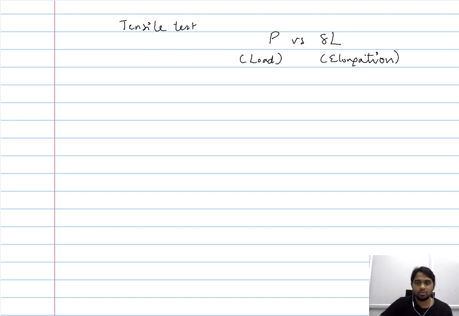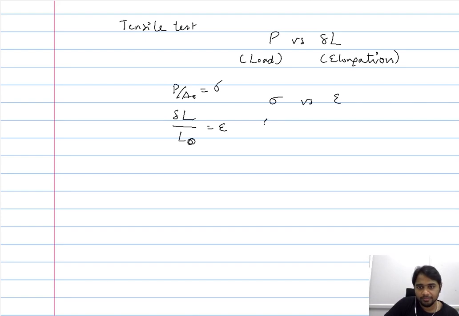We normalize the load with respect to the initial cross-section area, that is A0, which rendered as the stress, and we normalize the deformation or the elongation with respect to the initial dimension that rendered as the strain. So ultimately, the next stage of representing or presenting the tensile test was in the form of stress versus strain curve.